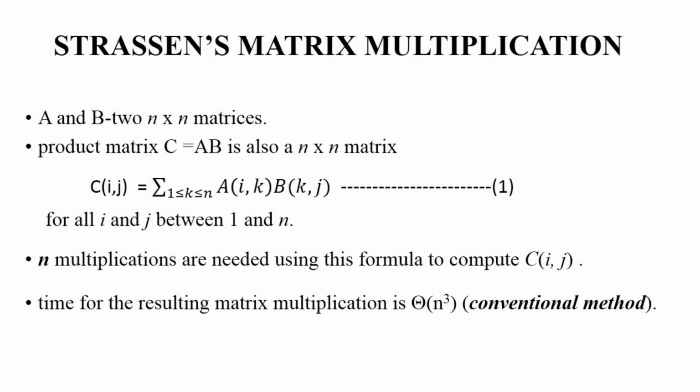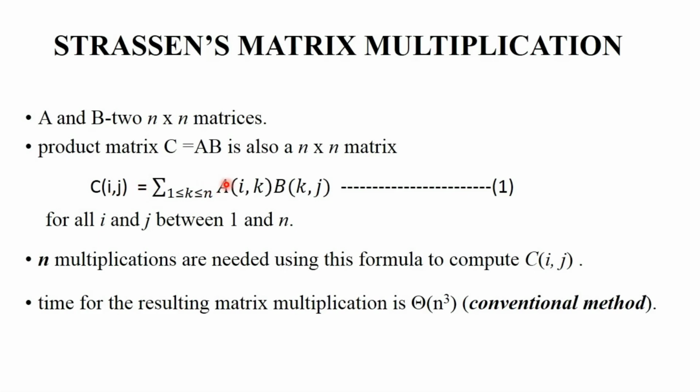Strassen's matrix multiplication. We have two matrices A and B which are n cross n matrices. We need to find the product matrix represented as C, which is A into B, and the resultant product matrix will also be an n cross n matrix. So how do you find each and every element in this product matrix C? Take the element in the ith row, jth column, for any value of i and j between 1 and n.